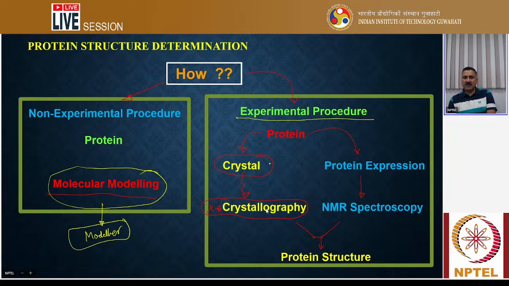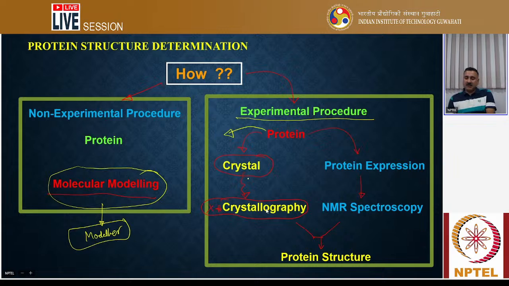And then we were also discussing the experimental methods. In the experimental methods, we discussed two methods, that is crystallography as well as NMR spectroscopy. So in detail, I have shown you how you can do the crystallization, and I have actually given you a demo also of how you can set up the reactions and how you can monitor the crystal formation and so on.